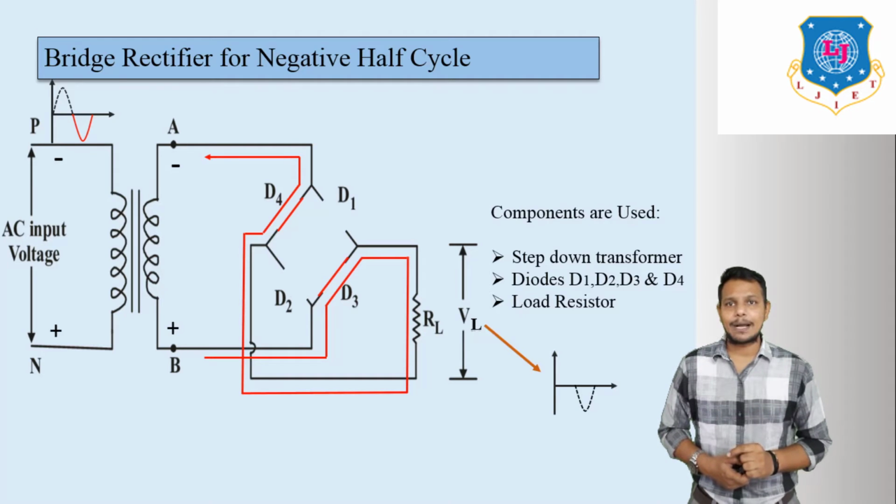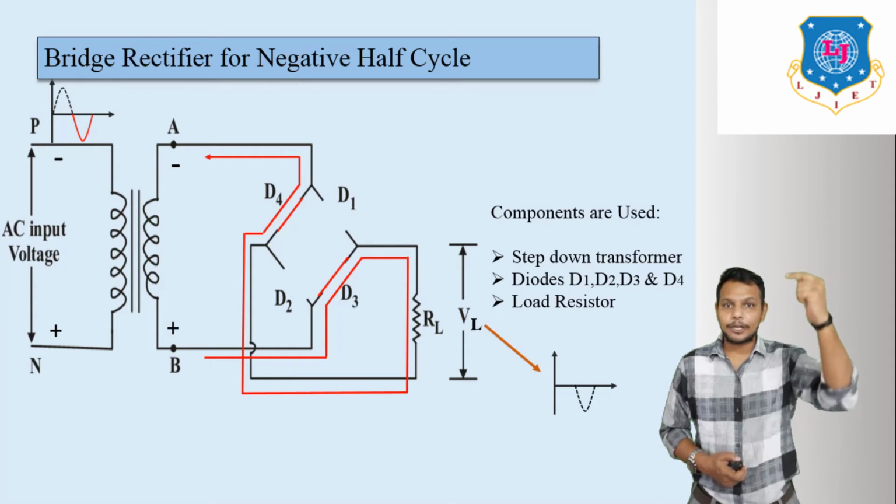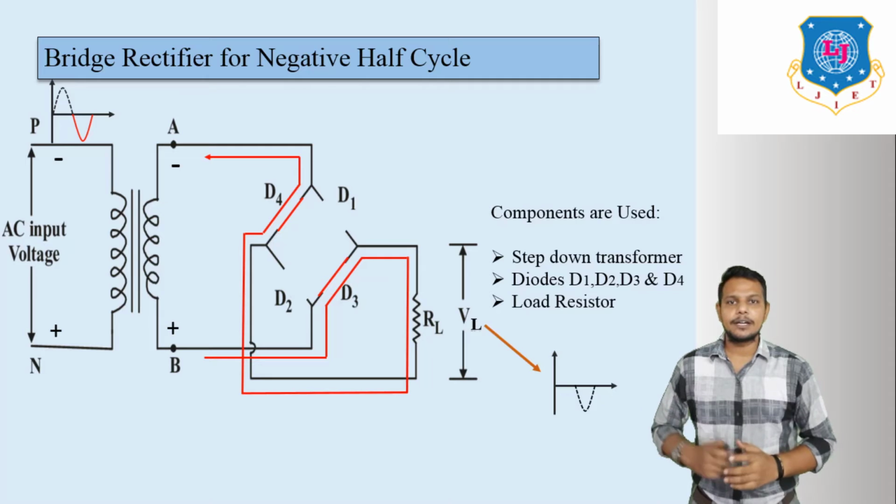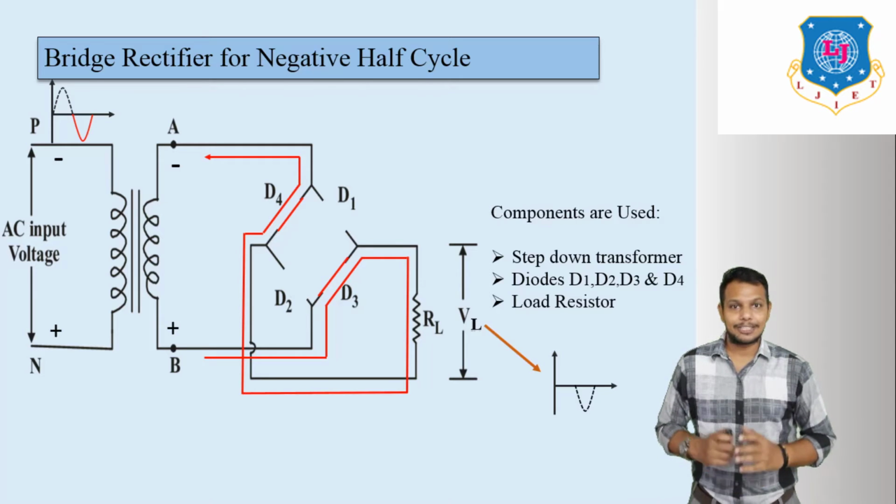If we enter the negative half cycle, here we will measure our output across the load resistance RL. Current flows from plus to minus, that means from upper to lower side, in the same manner as we discussed in the positive half cycle. So that's why our output will be positive.